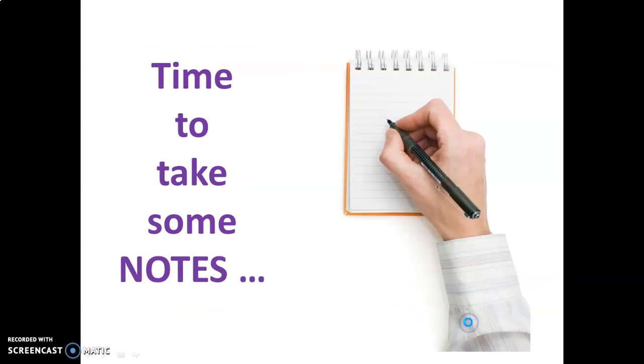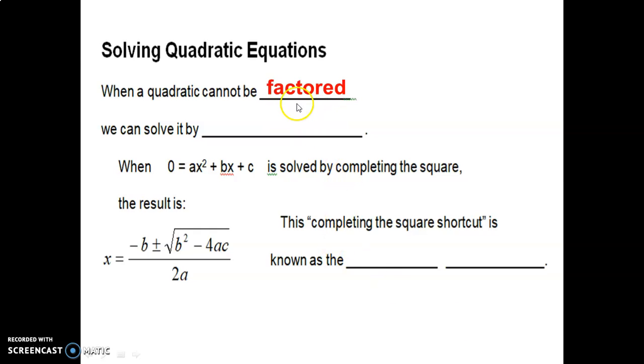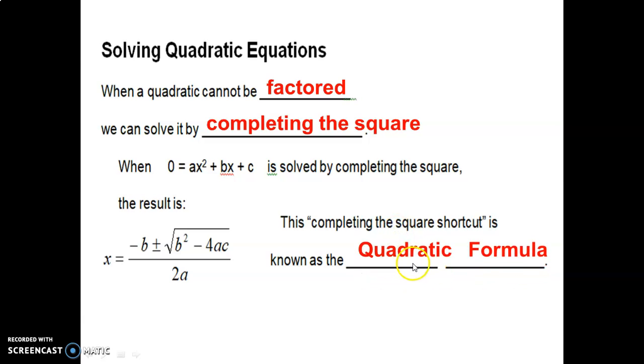Okay, let's take some notes for sure. So when a quadratic cannot be factored, we can solve it by completing the square. We saw that in our last lesson. So when we have a quadratic like this in standard form, and when we solve it by completing the square, the result is this, the quadratic formula. This completing the square shortcut is known as the quadratic formula.